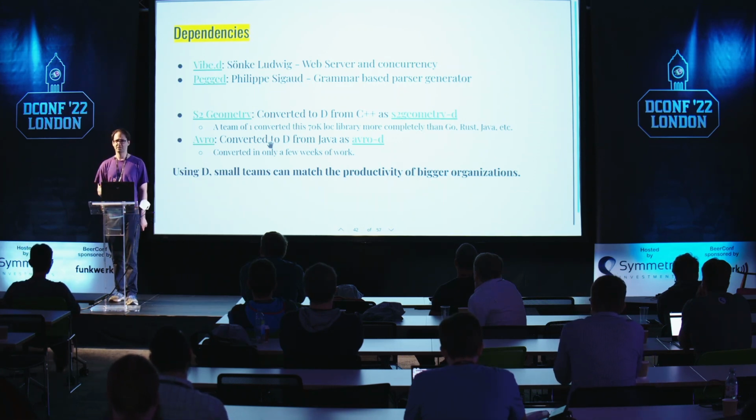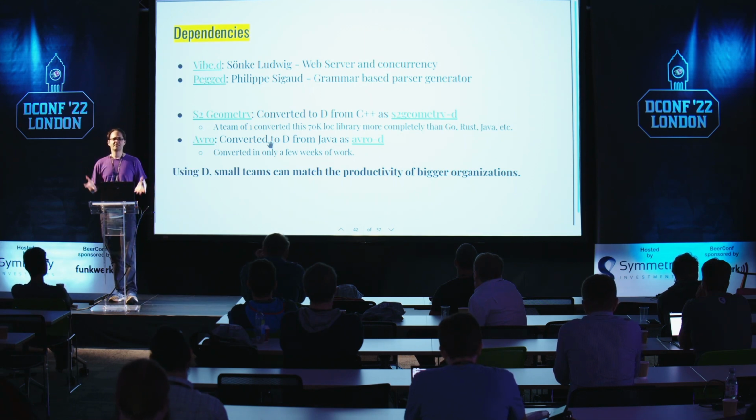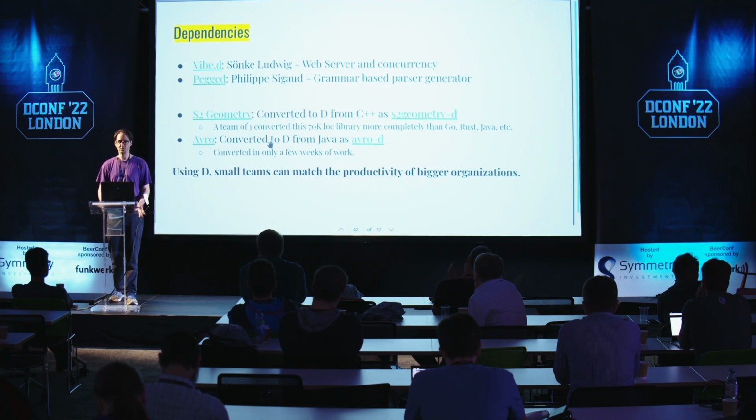Because it's such a feature-rich language, things that you consider to be impossible, like, oh, what do I know about this library? I couldn't do this. You just go in, look at the code, convert mechanically, you're done. It's very doable if you want to convert libraries into D.